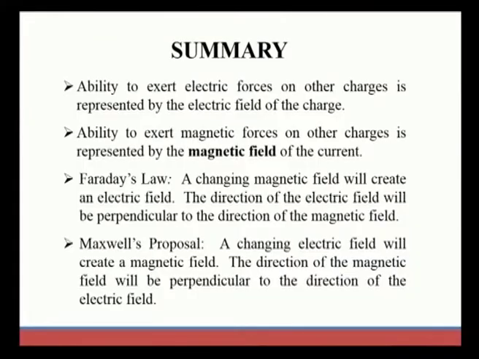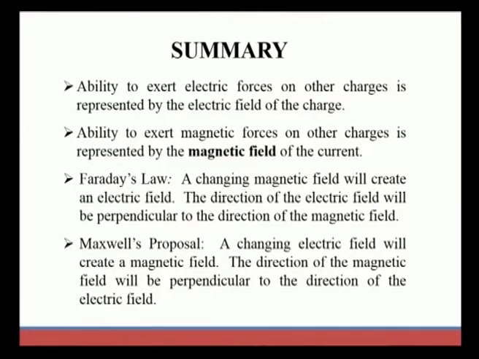When the electric field and magnetic field are perpendicular to each other, and a charge is oscillated in such a way that it travels with a regular period, then it is going to produce an electromagnetic wave. In an electromagnetic wave, the electric field and magnetic field are both perpendicular in nature. Faraday's law says that a changing magnetic field will create an electric field, and Maxwell's proposal is quite the opposite: a changing electric field will create a magnetic field.